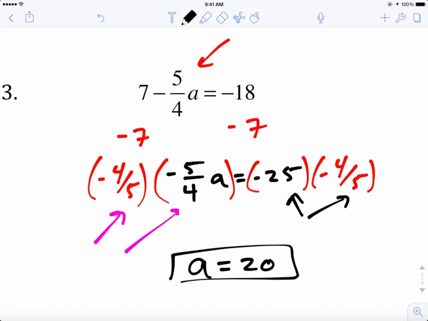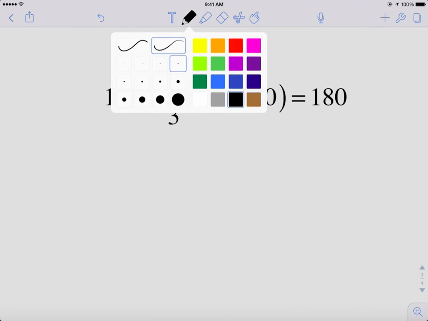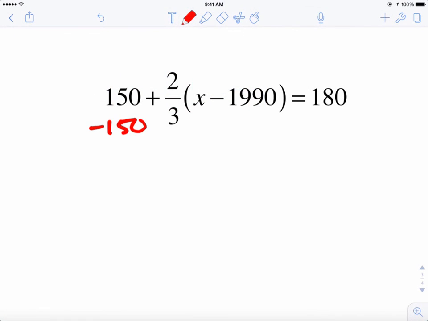Let's make sure this works. Negative 5/4 times positive 20 is negative 25. So we have 7 minus 25 indeed equals negative 18. Amazing. This last example is a little tricky. Let's definitely start by subtracting 150 from both sides. That is definitely the best idea. I would urge you not to distribute that 2/3. I think that's going to be really tough.